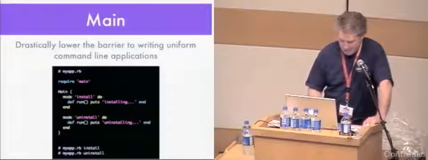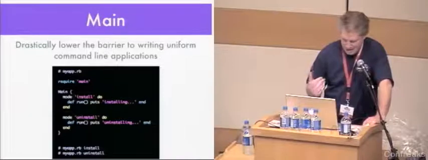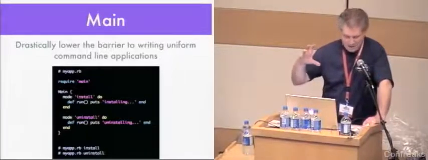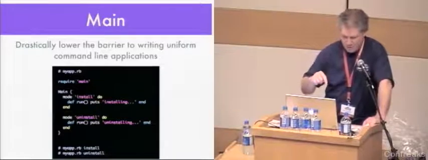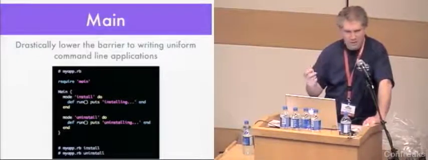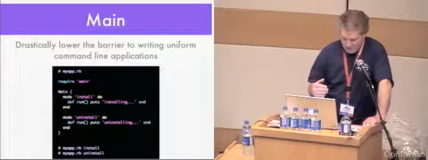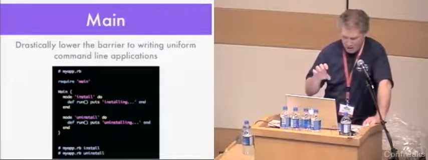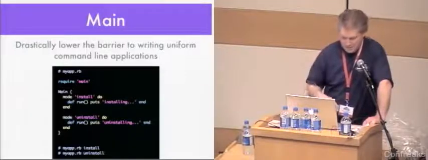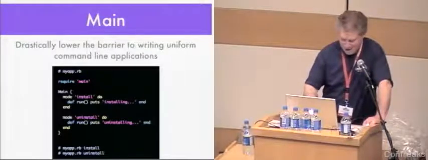So this is a main app right here. You require main, and then you have main and a block. Every main app has a main and a block. And then the mode is the first argument after your application. So if you typed on the command line myapp.rb install, it would run the block that's inside mode. So this is kind of the bare bones main app.